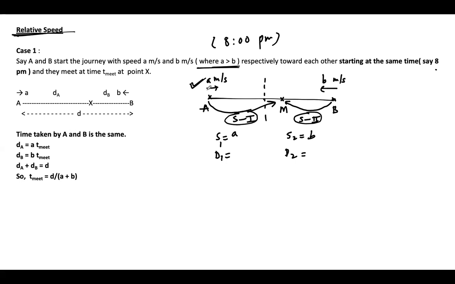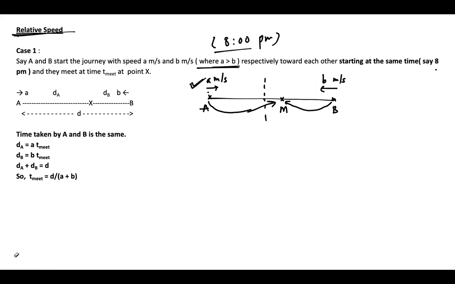See, let's say A is wearing a watch and his watch shows 8 p.m. B is also wearing a watch. His watch also shows 8 p.m. Let's say they are meeting after 15 minutes. So A's watch will show 8:15, B's watch will also show 8:15. What is constant? Both of them traveled for 15 minutes. Is this point clear? Yeah, it's clear. Thank you.